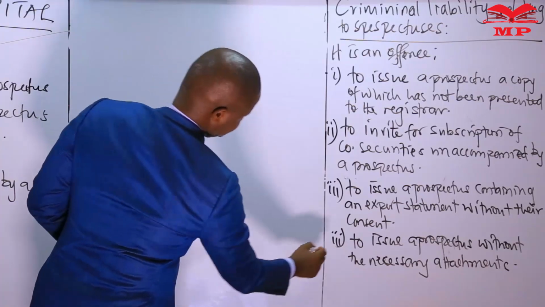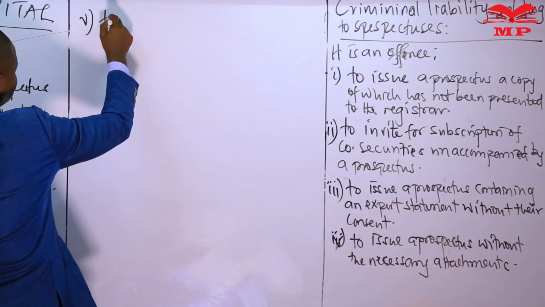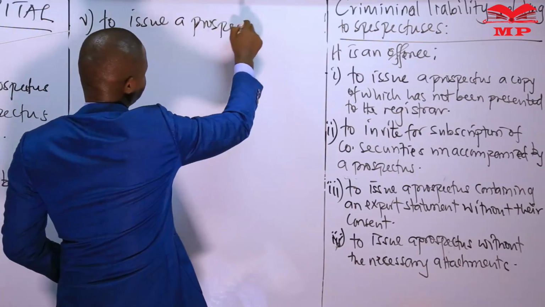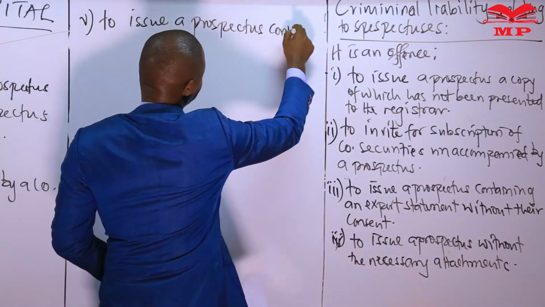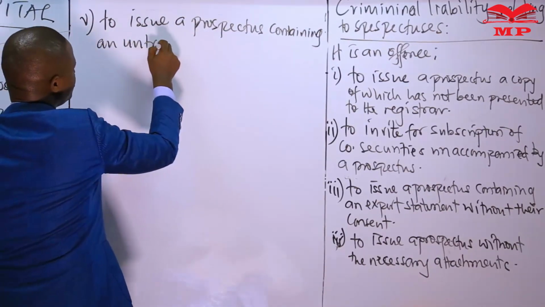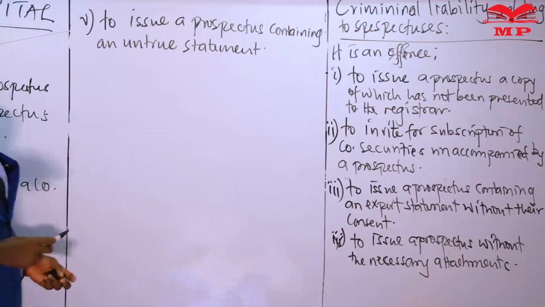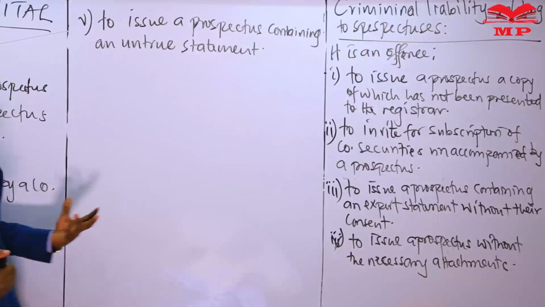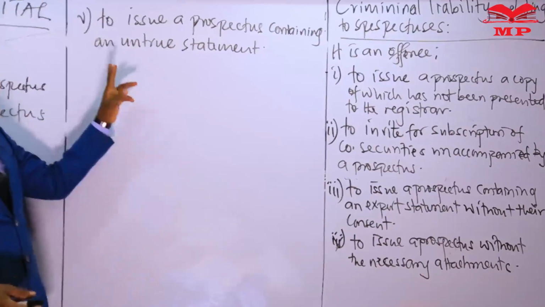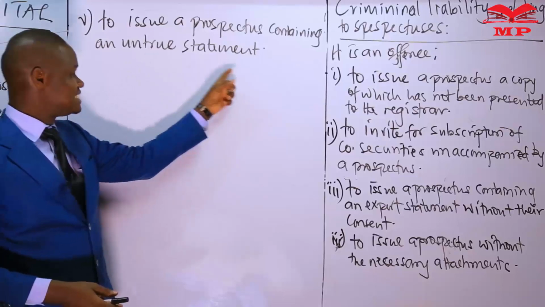Should be number, this is 4, should be number 5. It is an offense to issue a prospectus containing an untrue statement. That it shall be criminal to issue a prospectus containing false, incorrect, wrong statements.